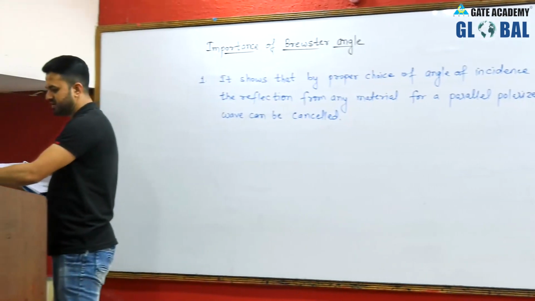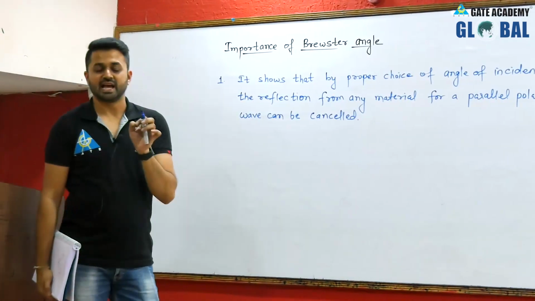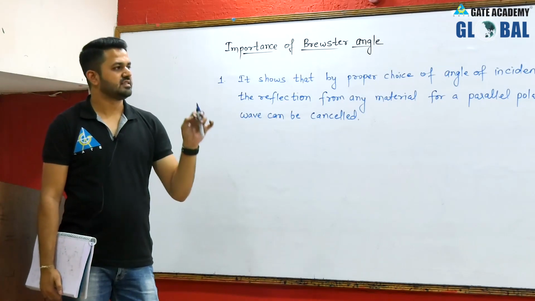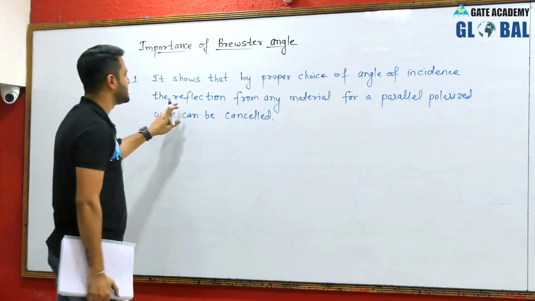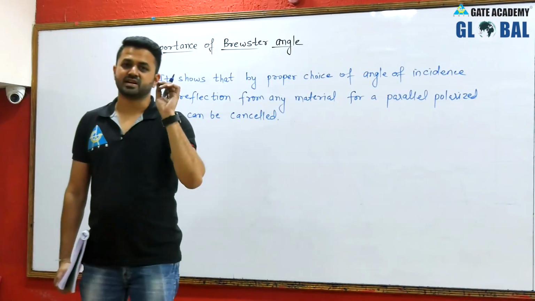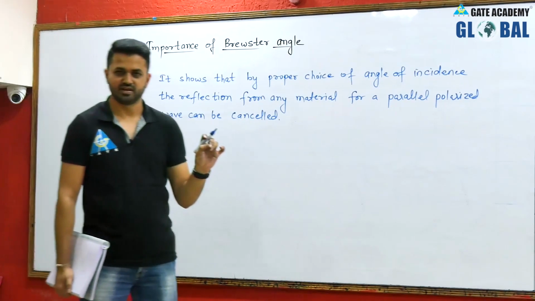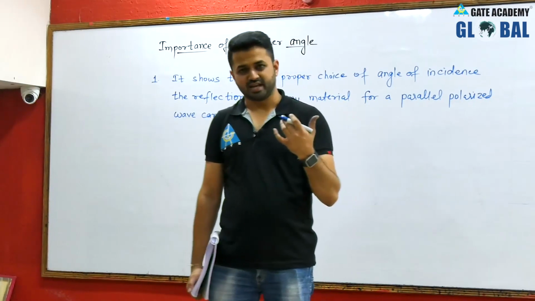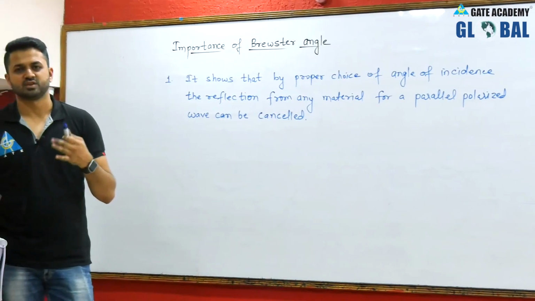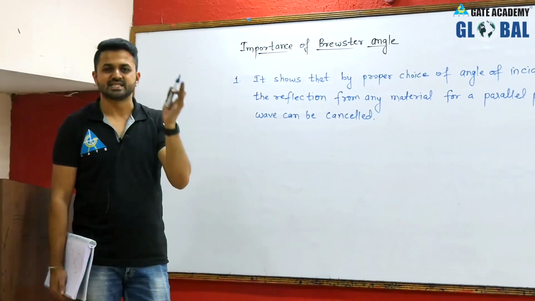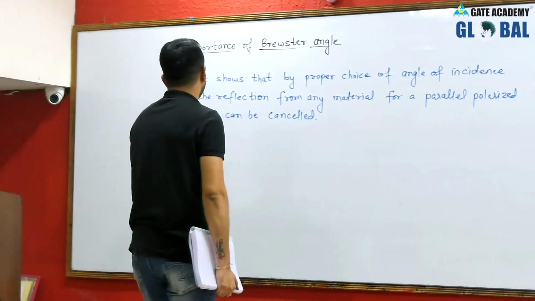We are saying that if you have any material, and if you select the angle of incidence equal to the Brewster angle, then you can make the reflection 0. That angle can be calculated with the help of root over epsilon r2 divided by epsilon r1. For each material the permittivity is fixed, so according to that you get the Brewster angle, and if you incident a parallel polarized wave at that angle, there will be no reflection, all the wave will be transmitted. So this is the importance of this first point.